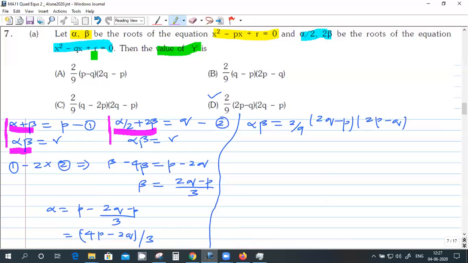Okay, sir, I'll try once again. Once you know alpha and beta, you just have to multiply them. These are two linear equations, right? Alpha plus beta, and you have to solve them simultaneously.